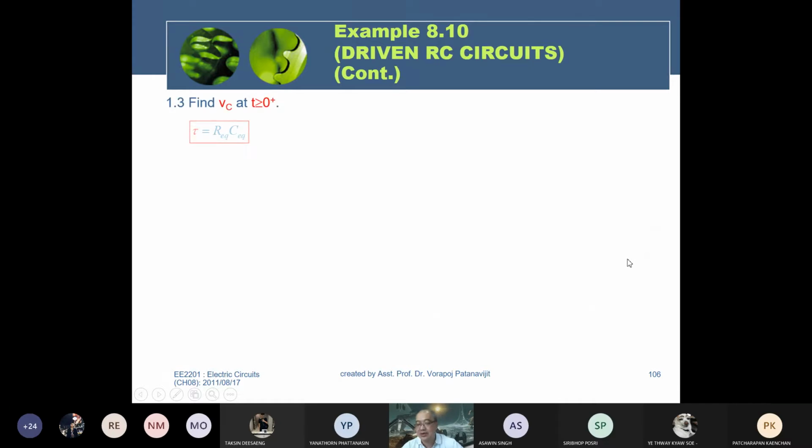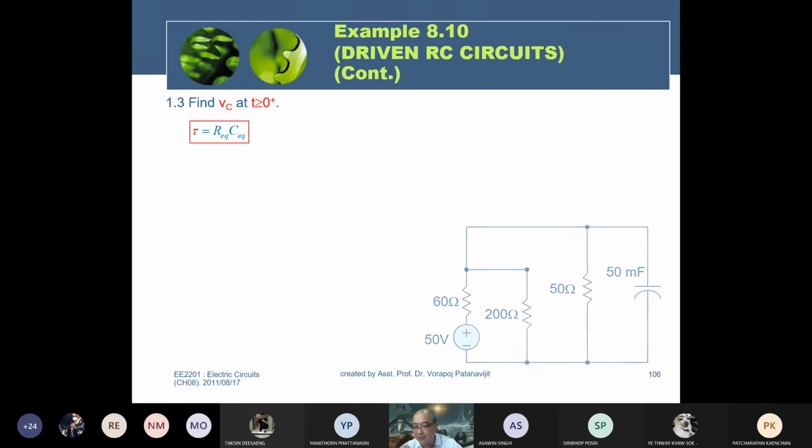Now for time greater than 0, the key of this chapter is how to determine the equivalent resistor. From the circuit, you consider time greater than 0. For time greater than 0, the switch is already pressed in this position, and you can see that there are still some current and voltage sources here. You cannot see clearly how many resistors to use in the equivalent resistance formula. You must kill the sources first.